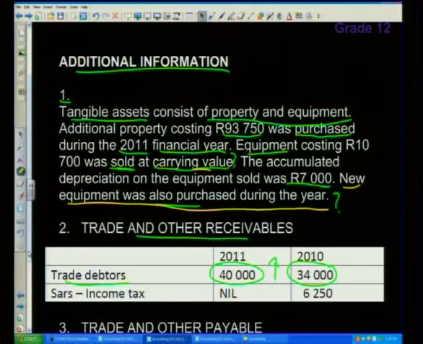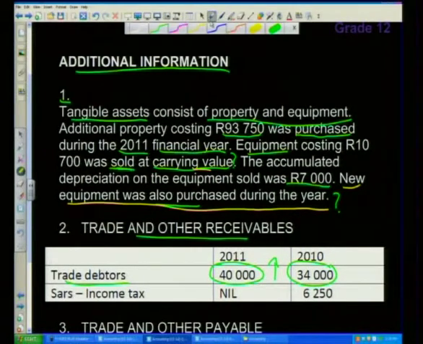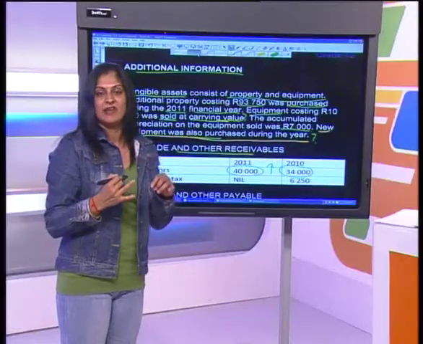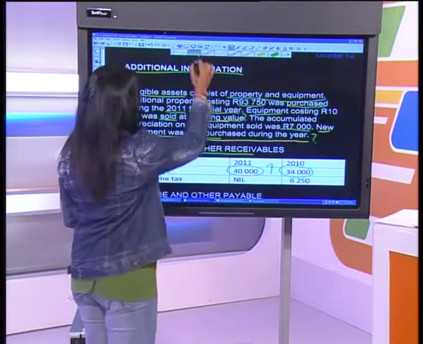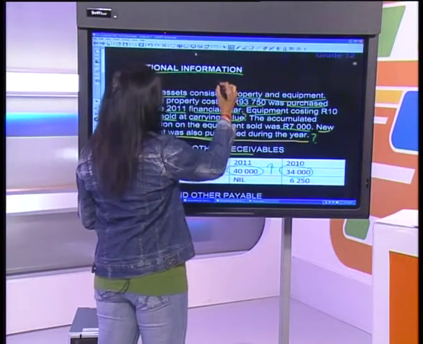There we go. Equipment, so I'm going to get out my pen again. Equipment consisting of 10,700 Rand was sold at carrying value. The accumulated depreciation on the equipment sold was 7,000. Now remember, people, it's sold at carrying value. Tangible asset in the balance sheet is shown at carrying value. So the first thing that we need to do is calculate what was that carrying value of the equipment that you sold. So I'm going to do the calculation above.